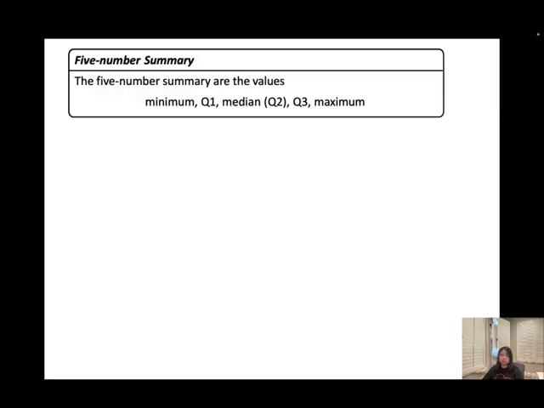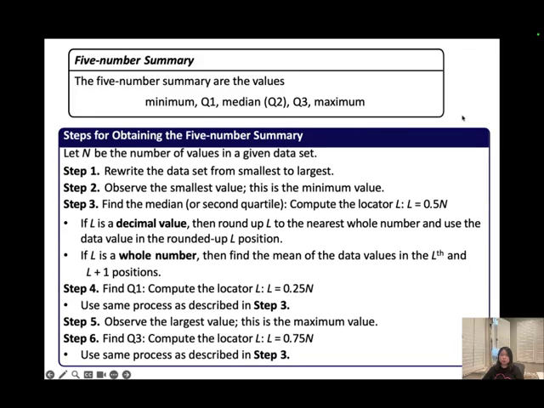Okay, 5 number summary. The 5 number summary are the values we have: the minimum, Q1, median or Q2, Q3, and the maximum. You guys need to know how to find the 5 number summary. On the exam, I will ask you guys, find the 5 number summary. You're gonna know we are looking for these 5 values. So, how to find the 5 number summary?